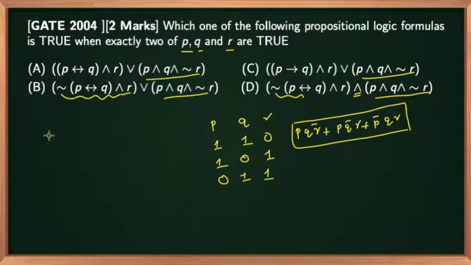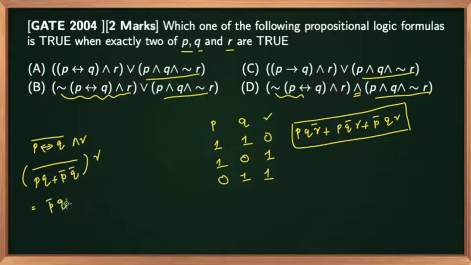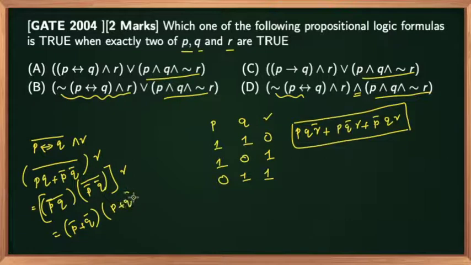So that is equal to P biconditional Q, all bar, and R, right? So what is P biconditional Q? That is equal to PQ plus P bar Q bar. Now I have the all bar here, then multiply that with R, right? So I get (PQ all bar) into (P bar Q bar all bar) into R. So this is equal to (P bar plus Q bar) into (P plus Q) into R.